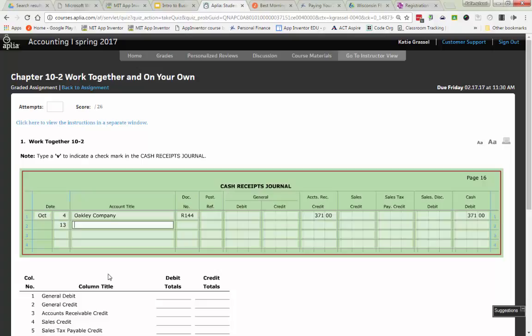Now I'm going to pause right there because everyone's like, what do I put there? What do we think we put there? Why? But why do we use a check mark?